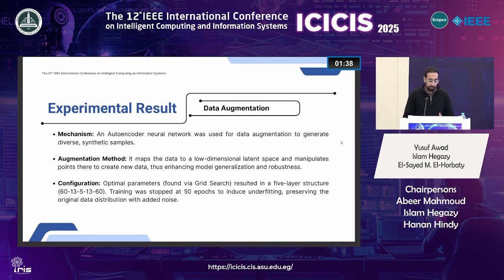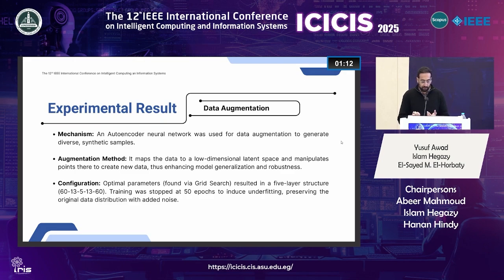So for our experimental results, for data augmentation, we've used autoencoders. Of course, it's a well-known deep learning architecture. It usually has an odd number of layers. It has a low dimensional latent space. You take an input, you map it to the latent space, and it generates an output. And we've utilized this architecture to generate the augmented data.